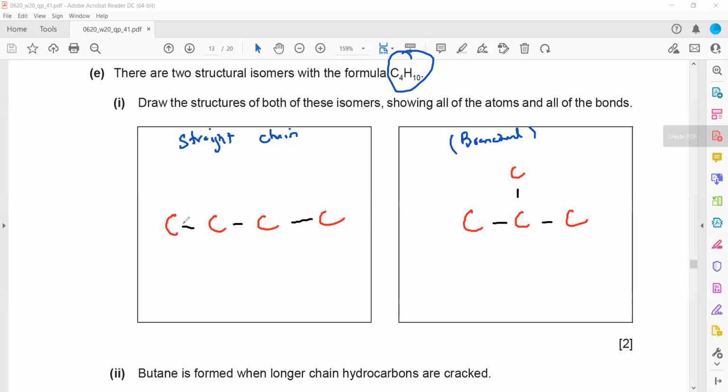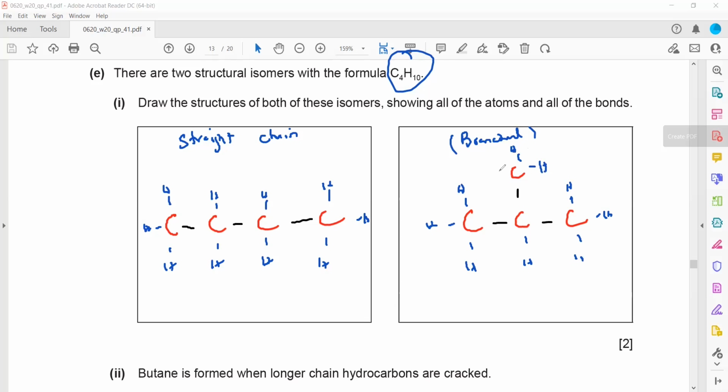Carbon can form a maximum of 4 bonds. This one is having 1, so this will have 3 hydrogen. This is having 2, so this will have 2 hydrogen. This is having 2, so 2 hydrogen. This is having 1, so 3 hydrogen. And for the other one, the left-hand carbon will have 3. The central one will have 1 hydrogen. The right-hand carbon will have 3 hydrogen. And the branch will also have 3.